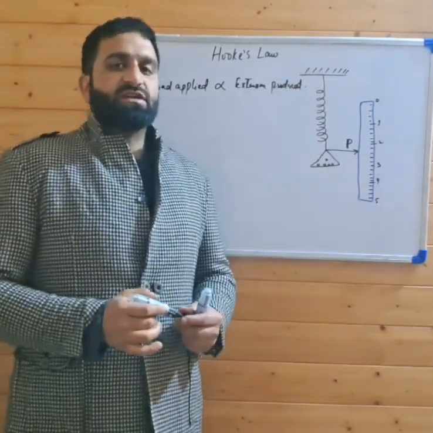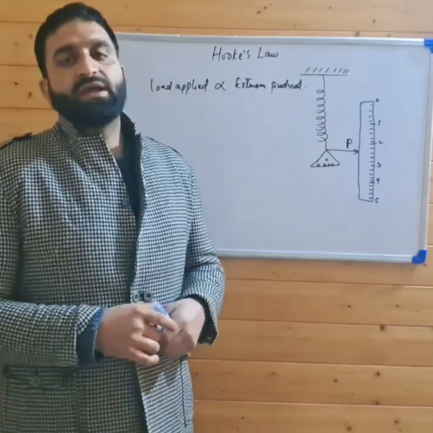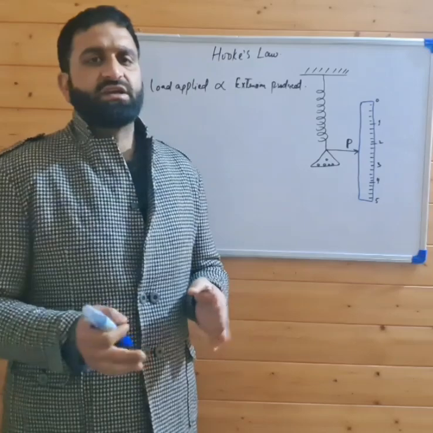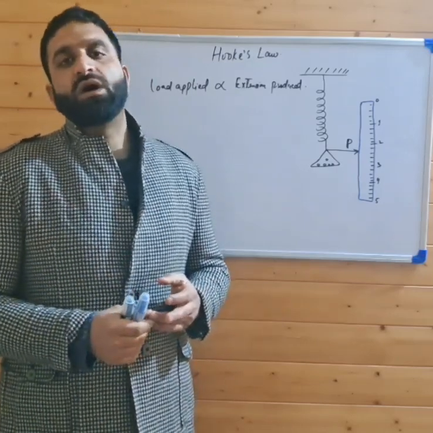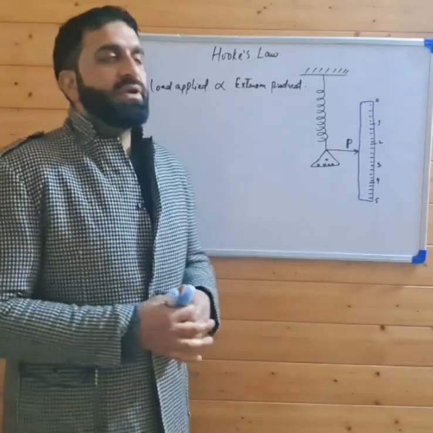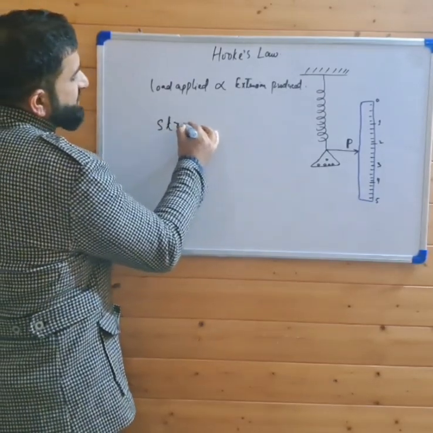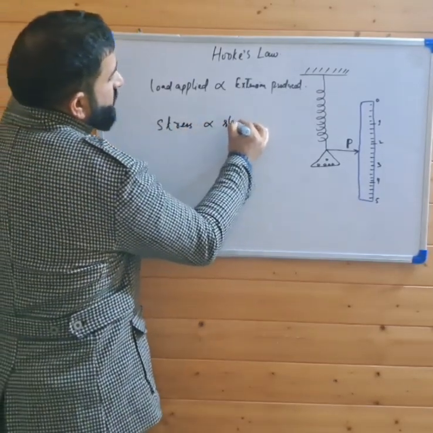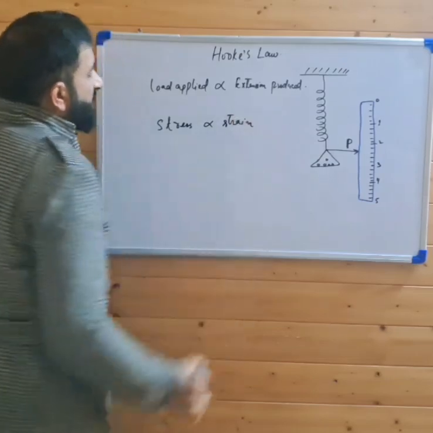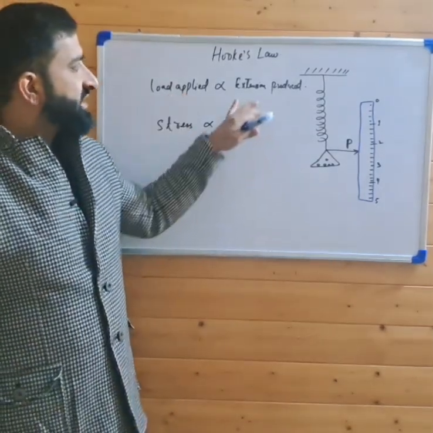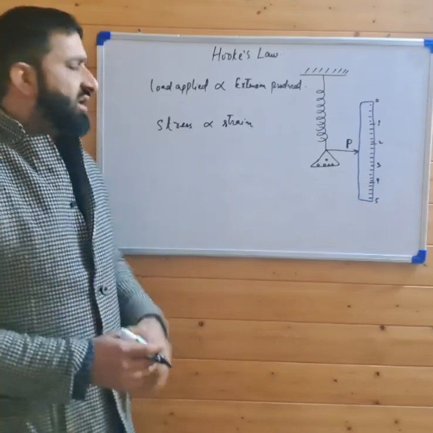Later on, it was seen that Hooke's law was applicable to all types of deformations like elongation, twisting, bending. So this Hooke's law was updated to: the stress is directly proportional to the strain, where stress replaced the load applied and strain replaced the extension produced.